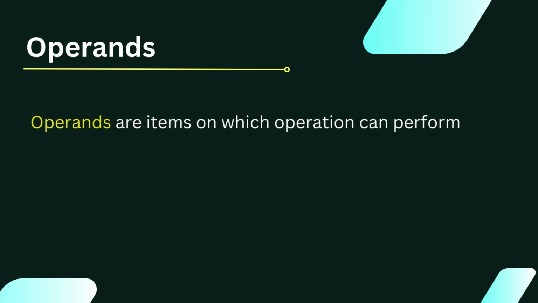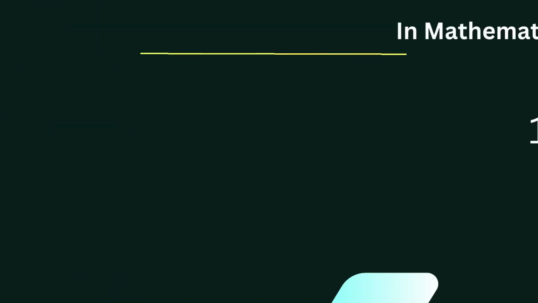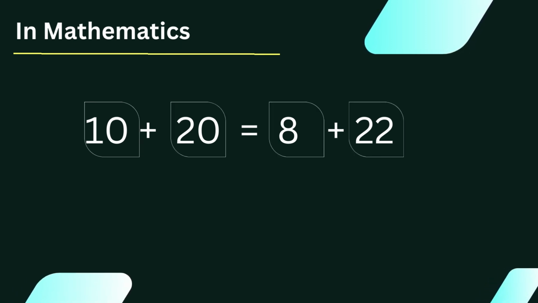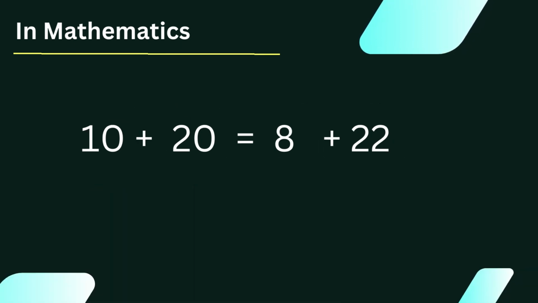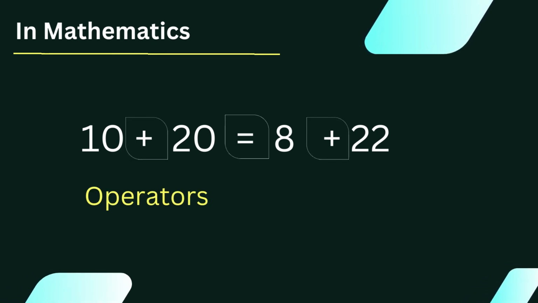In programming languages, values, constants, and variables can be operands. In this particular example, 10, 20, 8 and 22 we call operands. Plus, equal to, and plus we call operators.